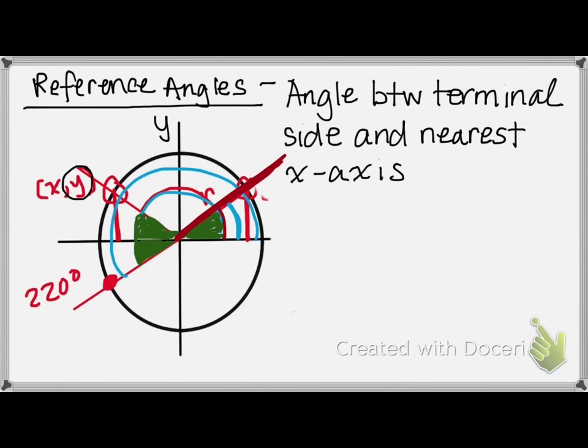Nearest x-axis. Let's go over to the 140-degree angle. There's the terminal side. And what's the angle between that and the nearest x-axis? And then for the 220 degrees, and the nearest x-axis. And in all those cases, the nearest x-axis is 40 degrees away.